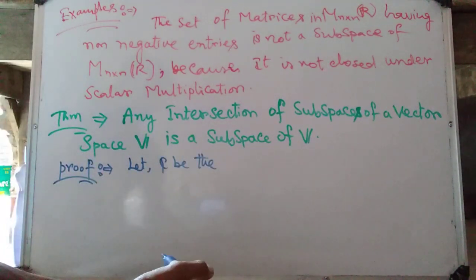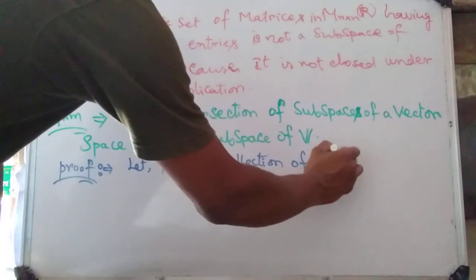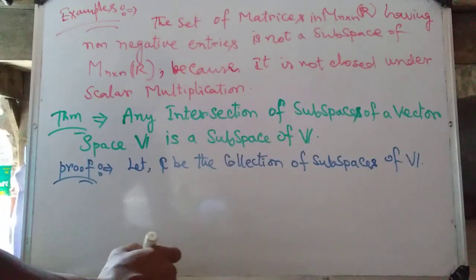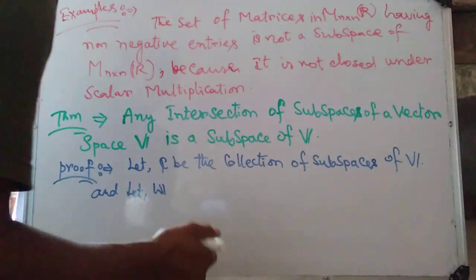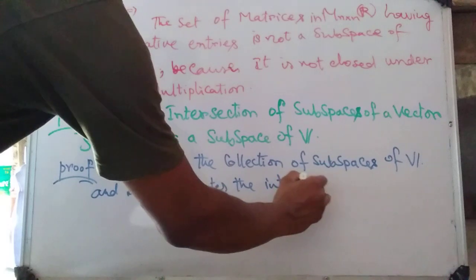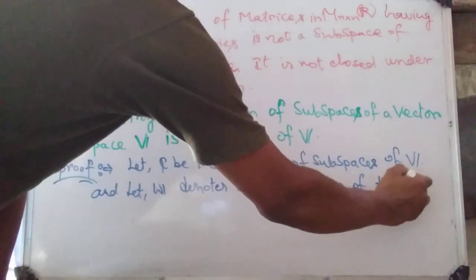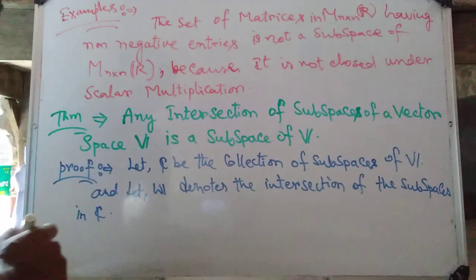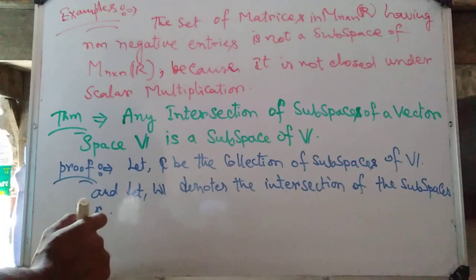Let C be the collection of subspaces of V, and let W denote the intersection of the subspaces in C. Since every subspace contains the zero vector, 0 belongs to W.